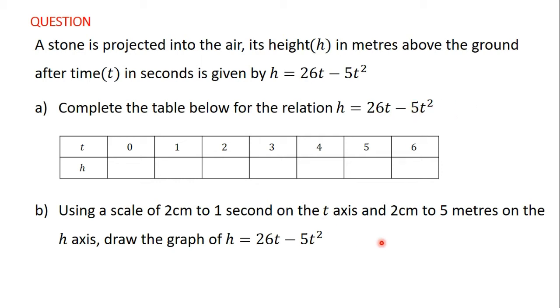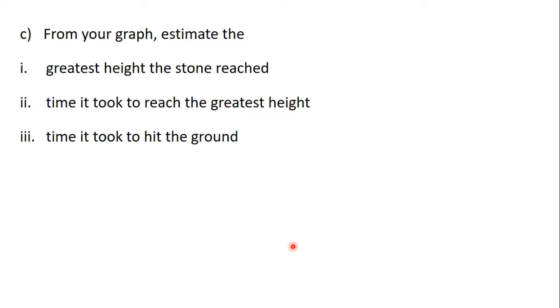B. Using a scale of 2 centimeters to 1 second on the t-axis and 2 centimeters to 5 meters on the h-axis, draw the graph of h = 26t - 5t². C. From your graph, estimate I, the greatest height the stone reached, II, the time it took to reach the greatest height, and III, the time it took to hit the ground.